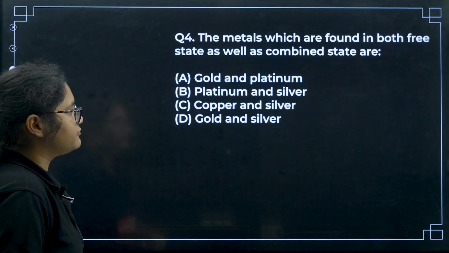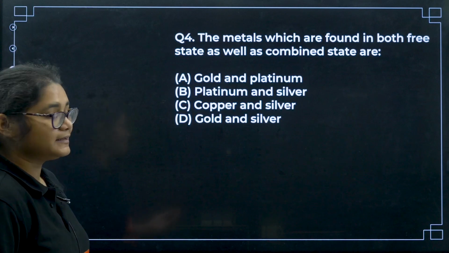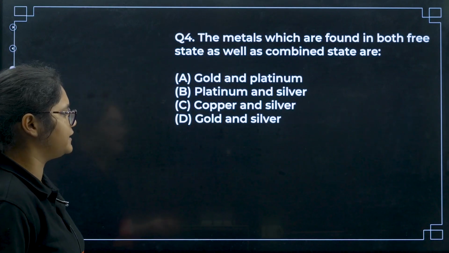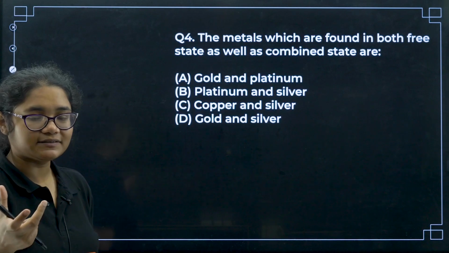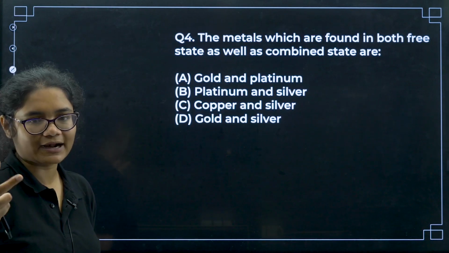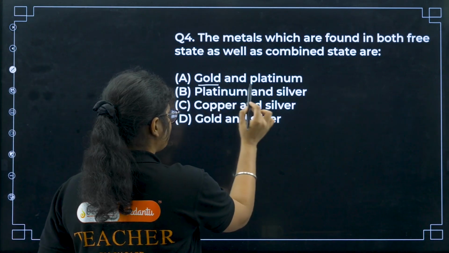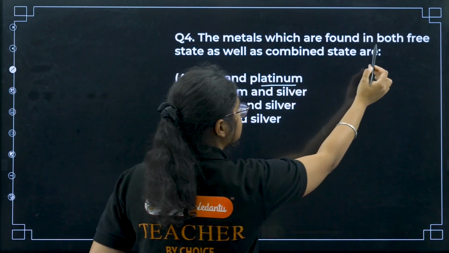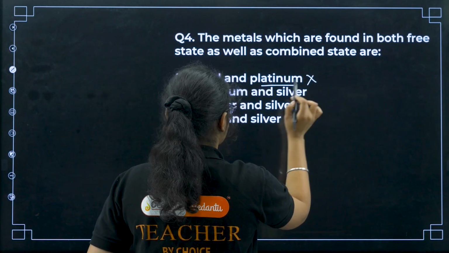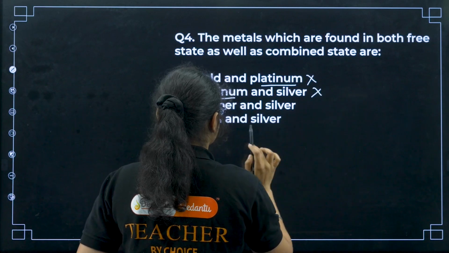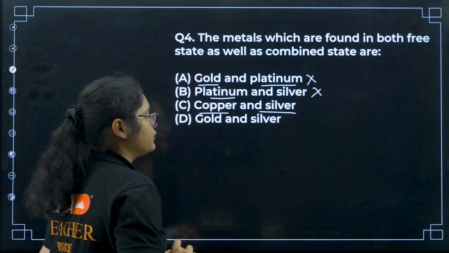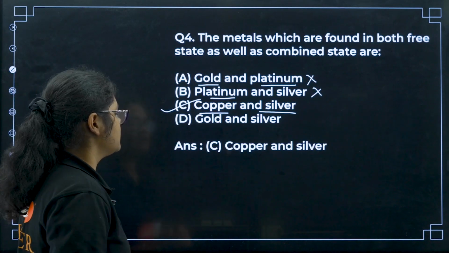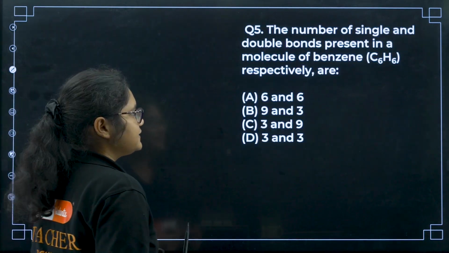Next, the metals which are found in both free state as well as in combined states are... So free state and combined state. If it is found in combined state, it is a moderately reactive metal, right? We know gold and platinum are found in the native state, only in the free state. Platinum is also there, so not possible. Copper and silver are moderately reactive and they can be found in the combined state as well as in the free state. So option number C. Let us see the next question here.